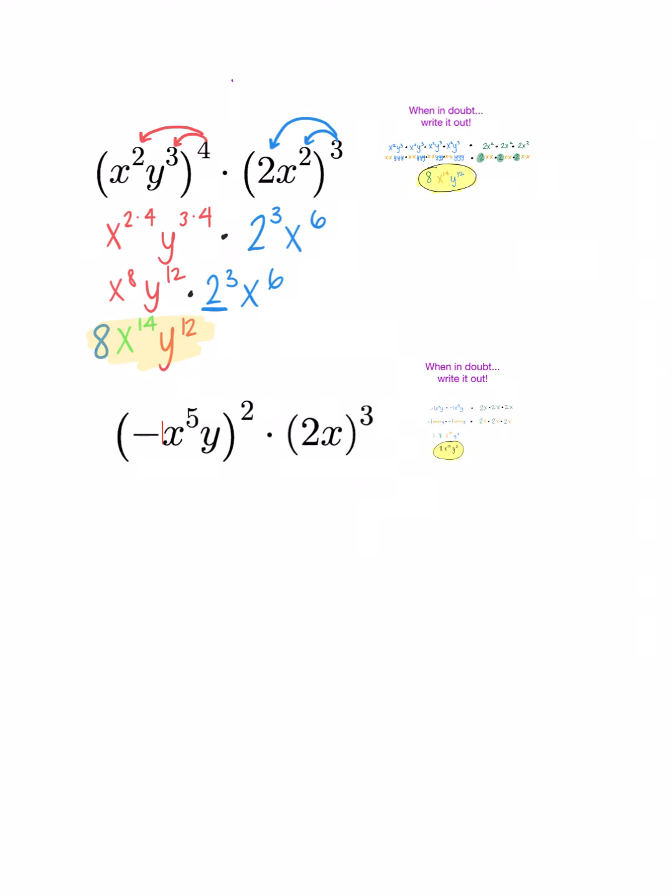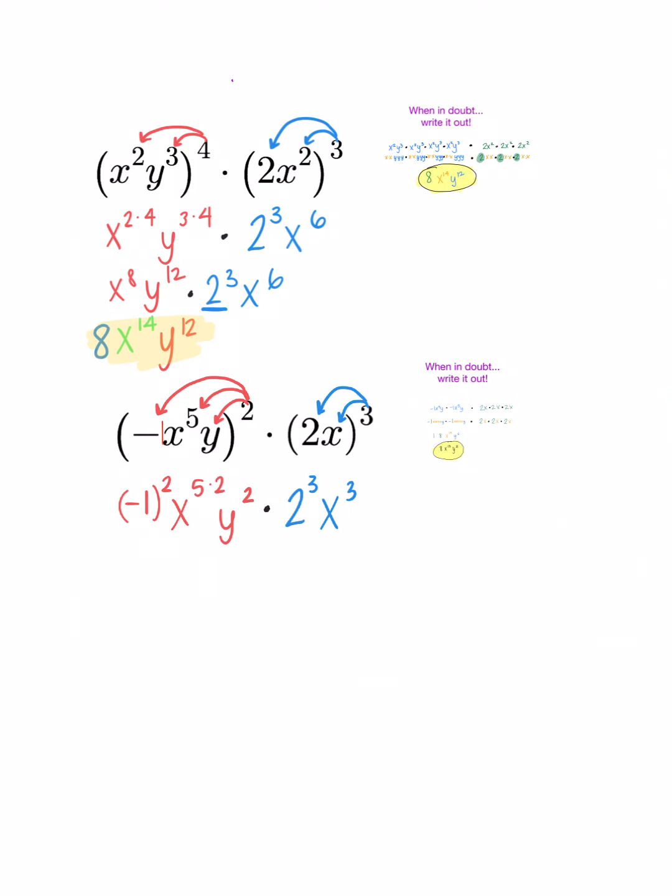For our last example, we notice that the squared applies to the -1 and to the x to the 5th and to the y, which would give us a -1 in parentheses squared. Make sure you're squaring the negative. x to the 5 times 2, and y squared. Our second term, the 3 applies both to the 2 and to the x. That would be 2 cubed, x cubed.